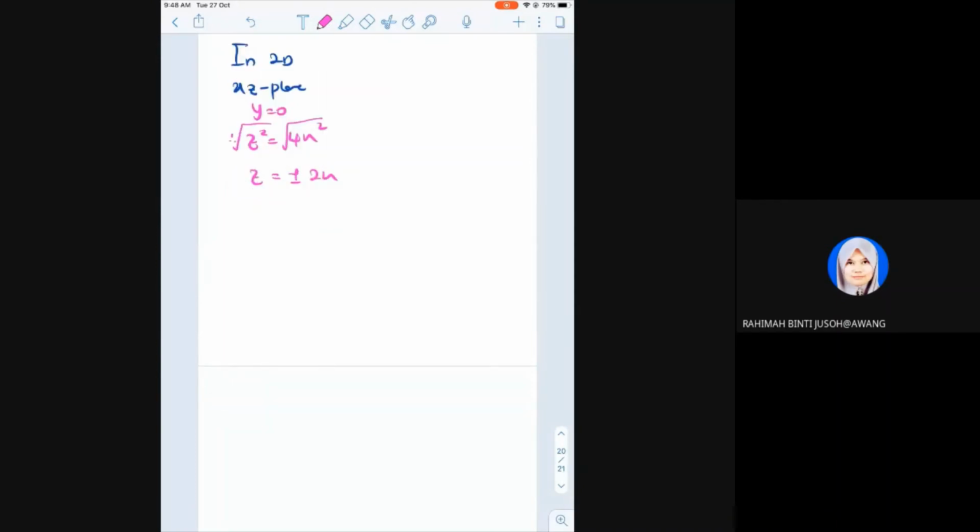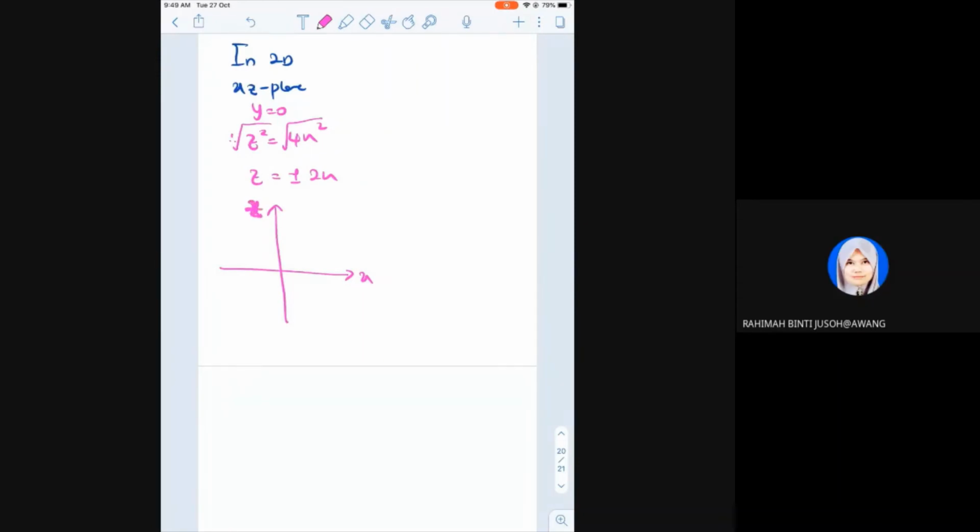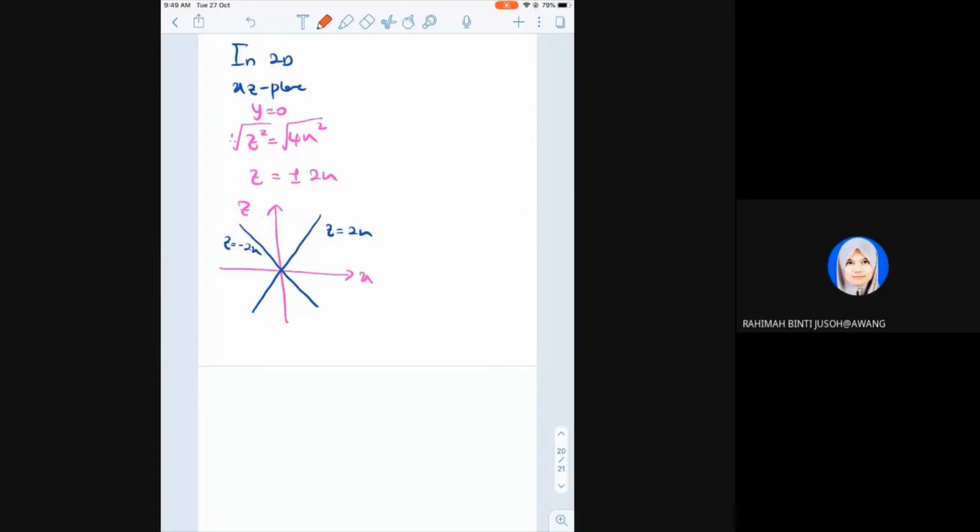So, when you plot the graph in 2D, this is the X axis, this is the Y axis. Okay guys, now Z equals to positive 2X, sorry, this is Z, the Z axis. Don't erase it yet. Okay, Z equals to 2X, so we will have a line with positive gradient. This is Z equals to 2X. Then the other one, Z equals to negative 2X, like this. So automatically in 3D, it will become cones.